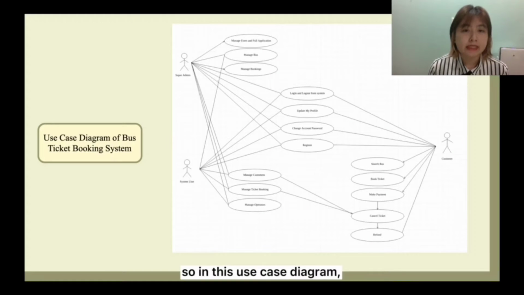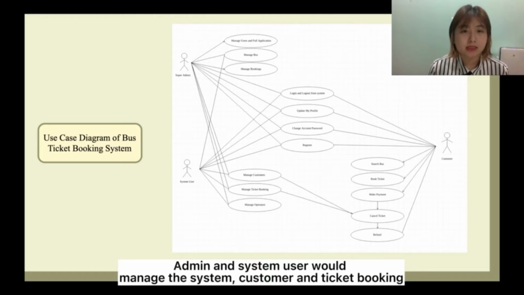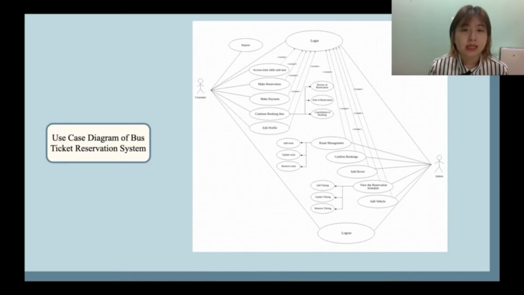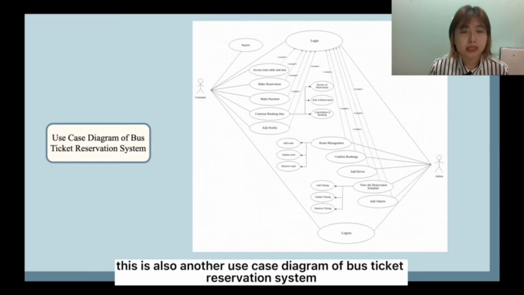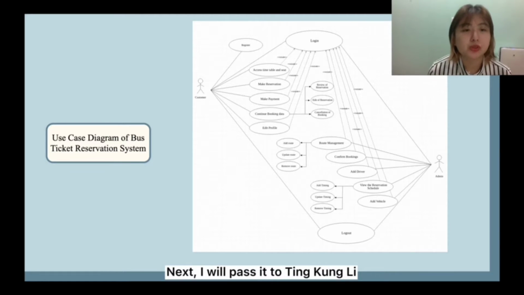Next, in this use case diagram, we can see the scenario of the bus ticket booking system. Admin and system user would manage the system, customer, and ticket booking while the customer will make the booking decision. Next, this is also another use case diagram of bus ticket reservation system. It shows all the detail of interactions with the admin and customer in the system. So that's all for my part. Next, I'll pass it to Ding Kun Lee.